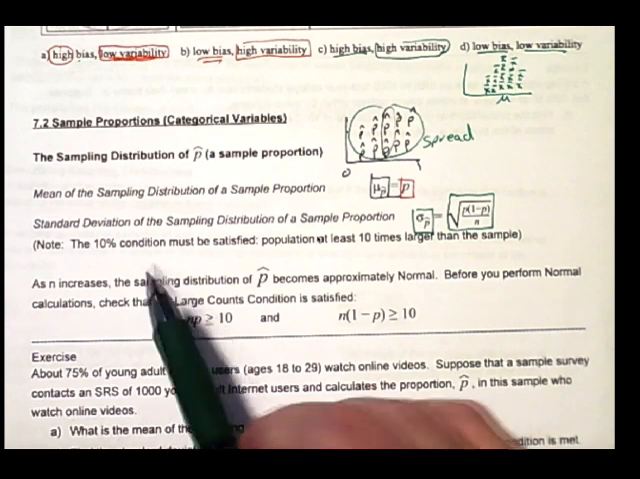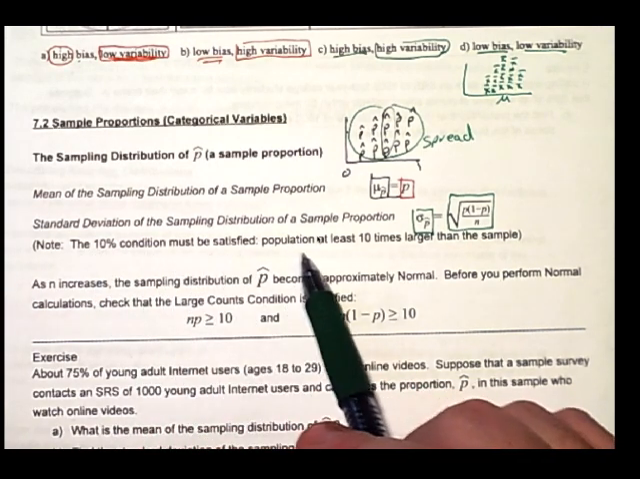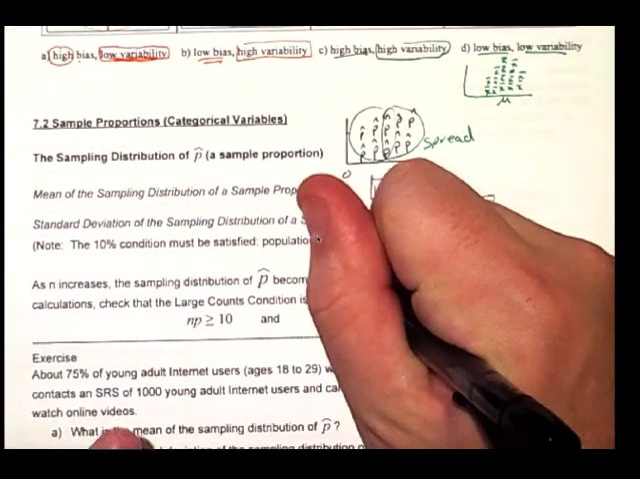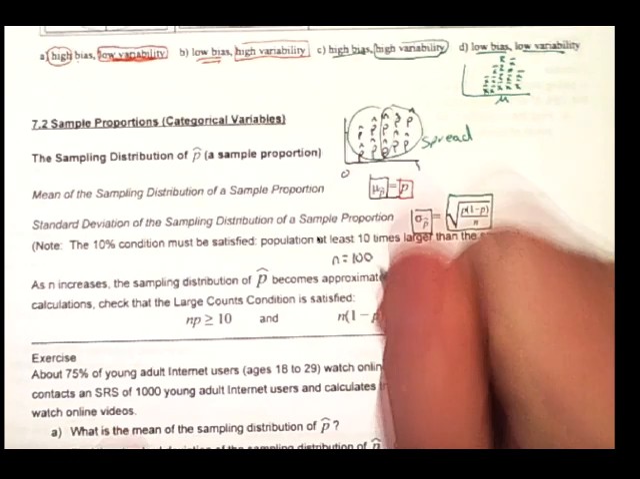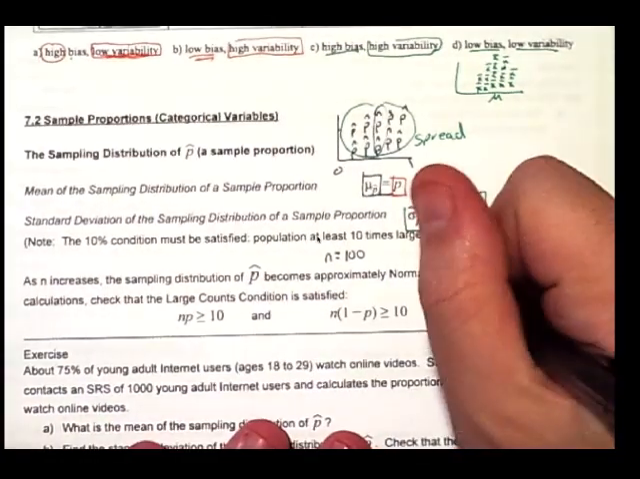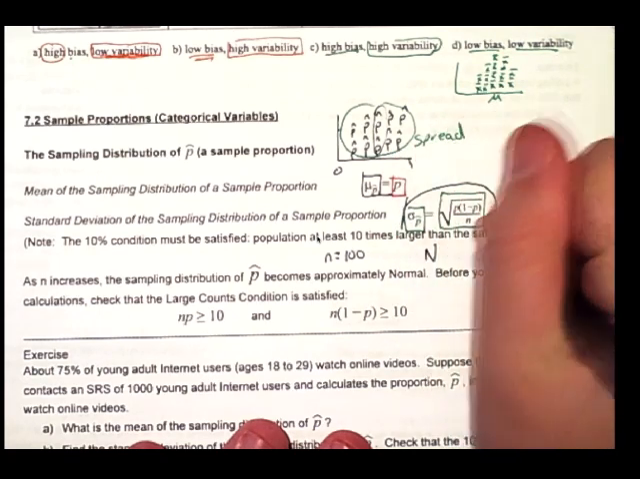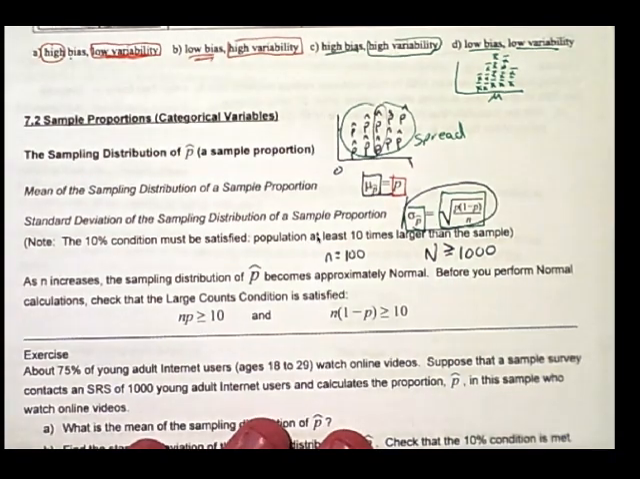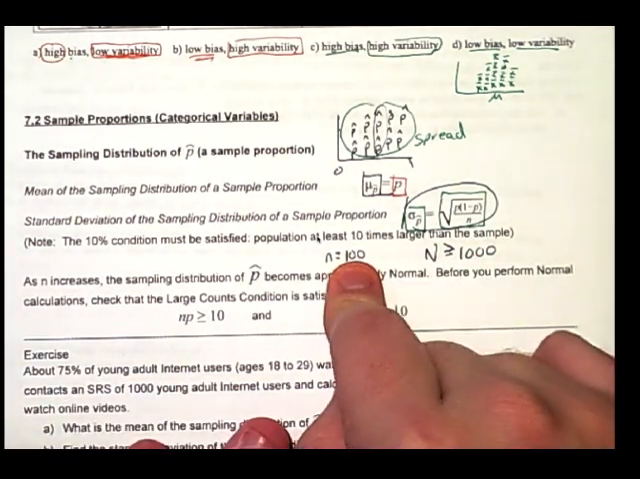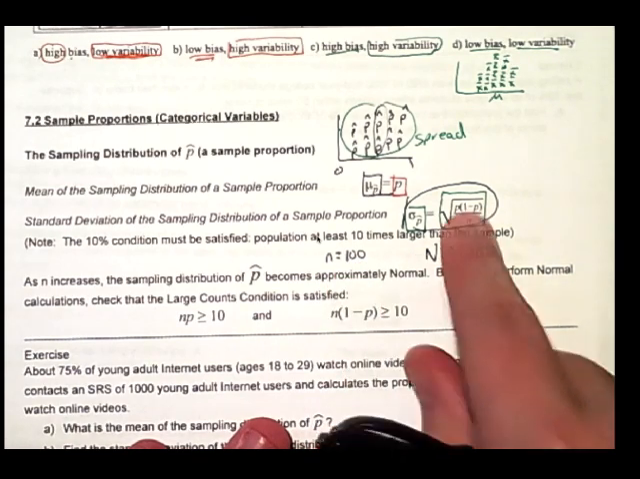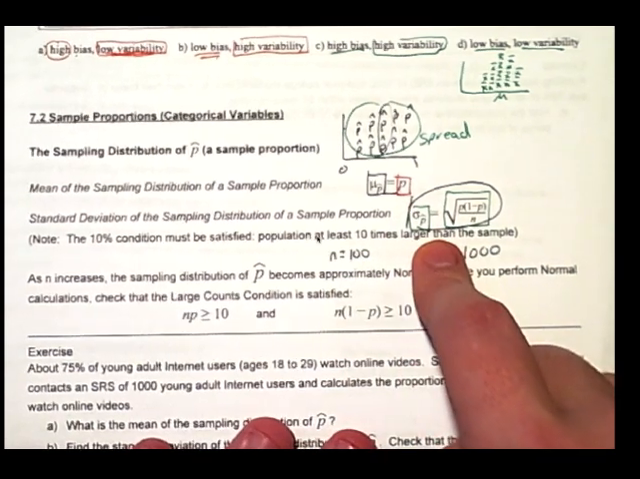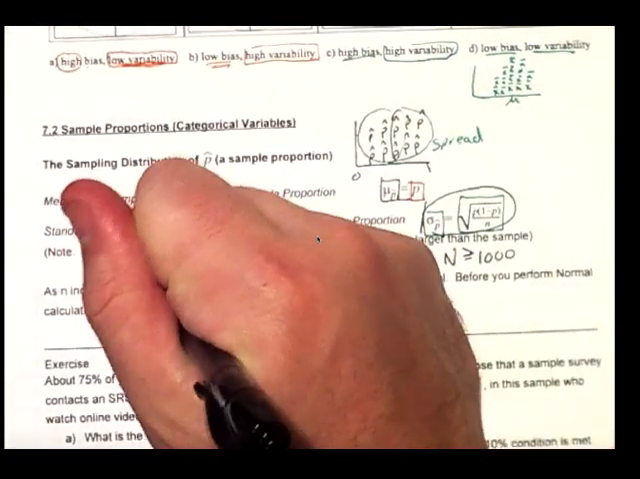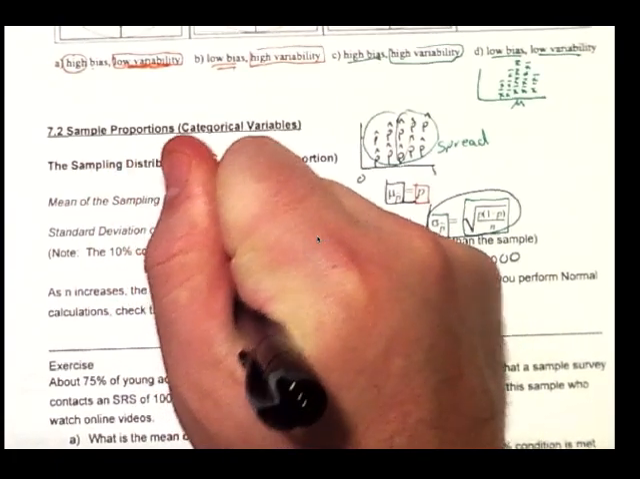And it says, note, the 10% condition must be satisfied, so the population has to be at least 10 times larger than the sample. So for instance, if we had a sample of 100 people, for this formula to be valid, the population size would have to be at least 1,000, because this is 10 times more than this. If that's not true, then this formula doesn't necessarily work. So that's called the 10% condition, and sometimes it's called the independence condition.